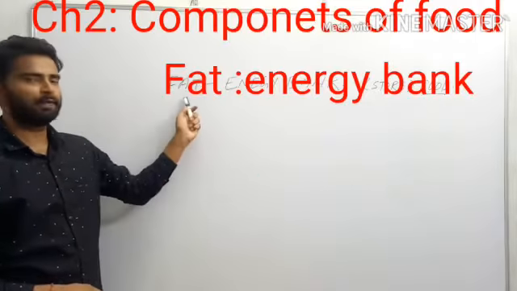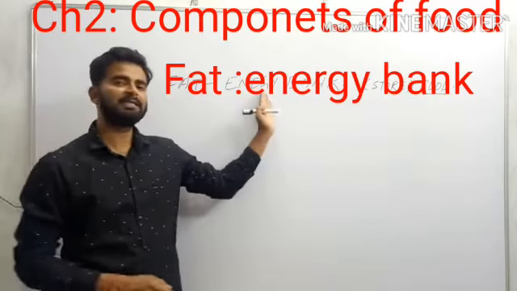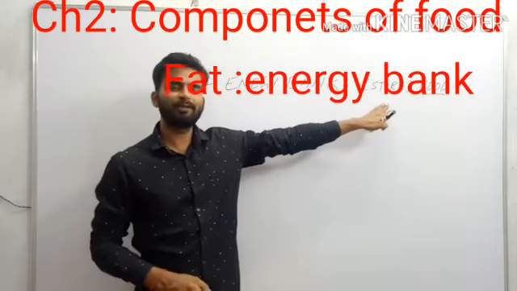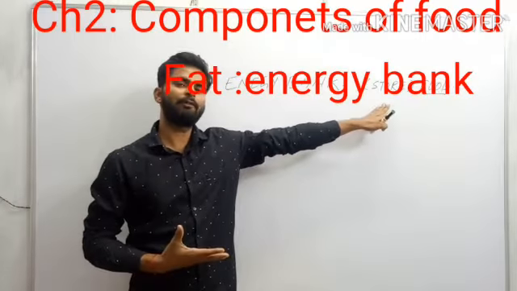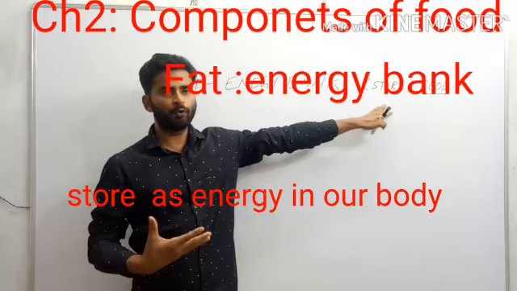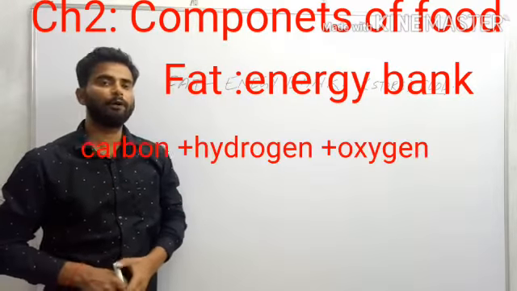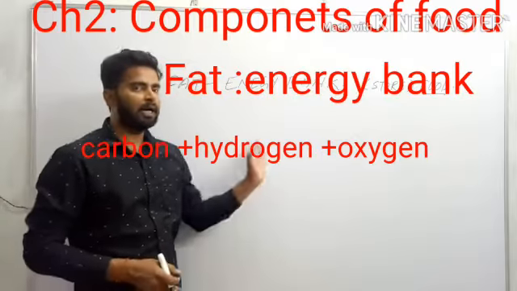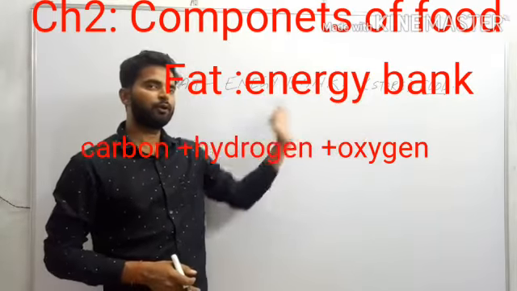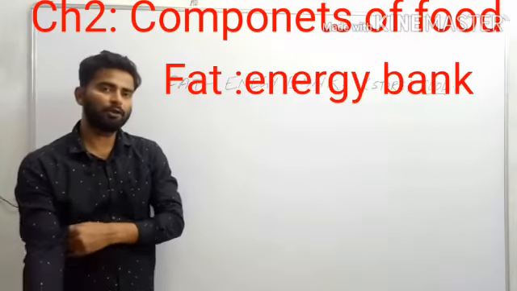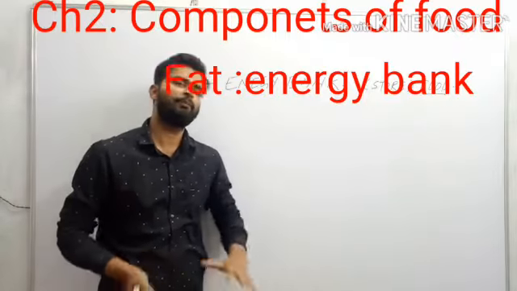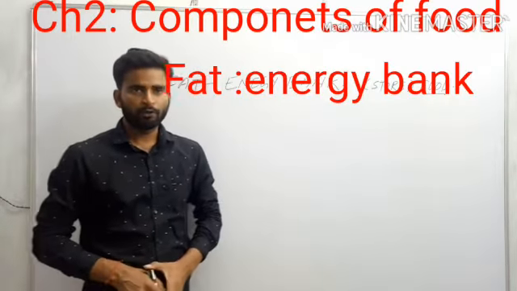The second component is fat. Fat is an energy bank, that means stored energy in our body. It is also a composition of carbon, hydrogen and oxygen, but with less oxygen as compared to carbohydrate.